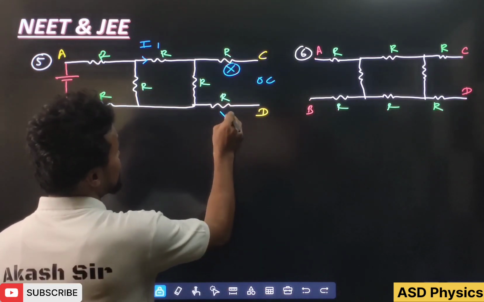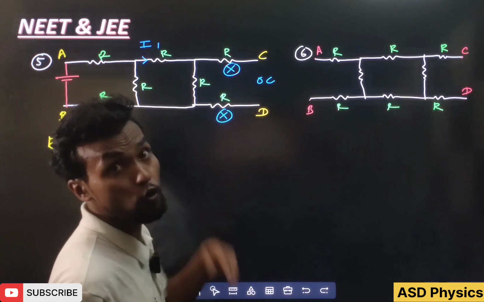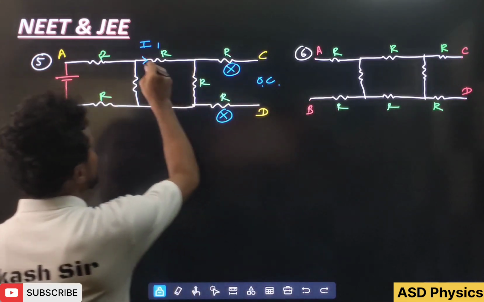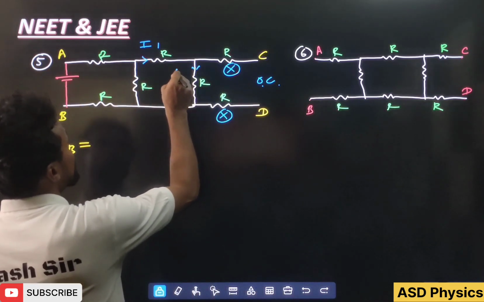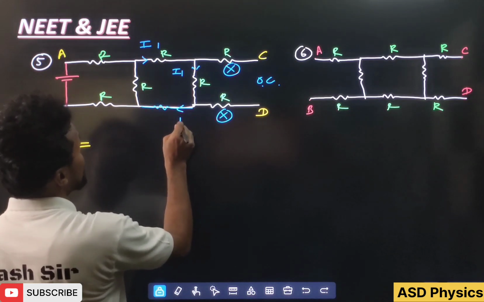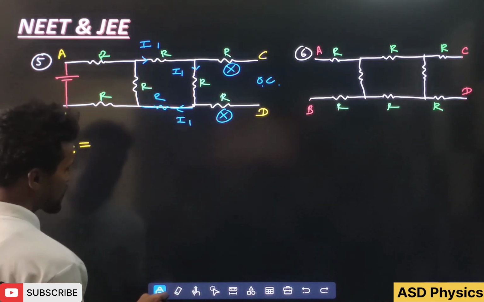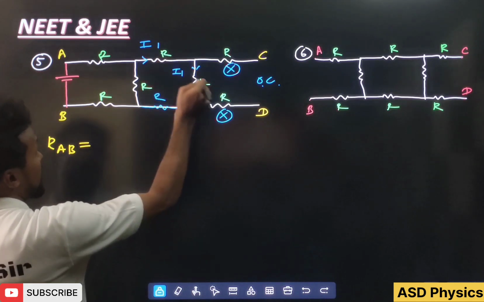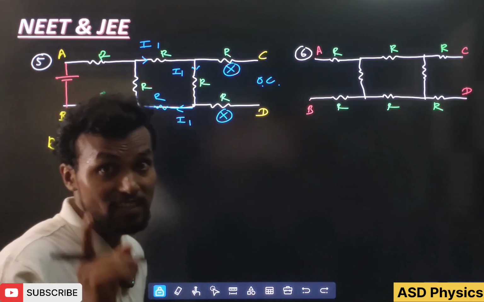Is there any current on this side? No, because anyhow there is an open circuit here, OC. So if I1 is coming here, how much is there here, students? I1. And here also, let's take one resistor was there, and here also how much? I1. Okay. So students, you can see very well, this R and this R are connected in series.